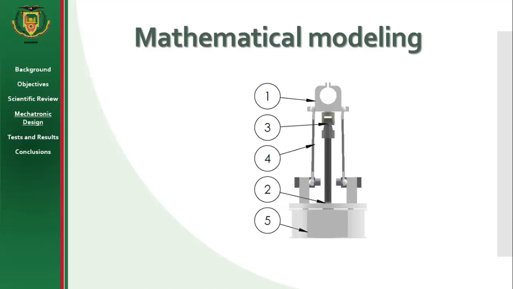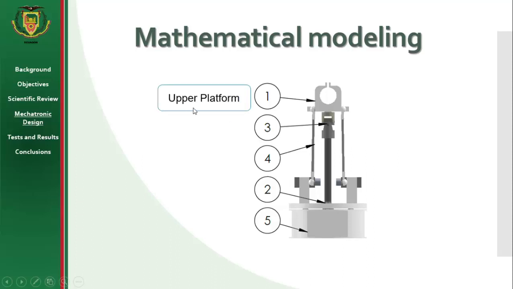Mathematical modeling. The mobility mechanism is designed in order to simulate the movement of the neck that a person has, that is, to allow flexion, extension, and rotation movements, and to support the rear projection system and carcass. Taking this into consideration, a parallel RRR configuration mechanism was designed as shown in the figure.